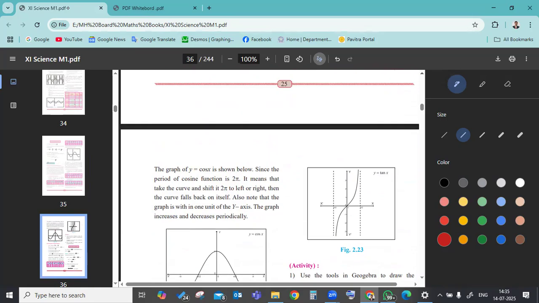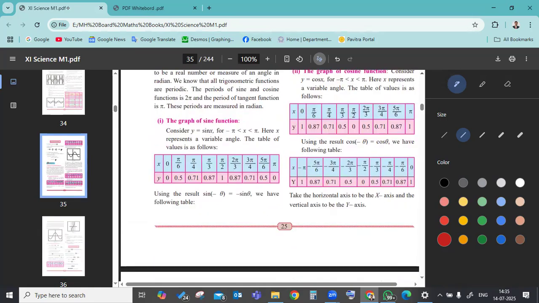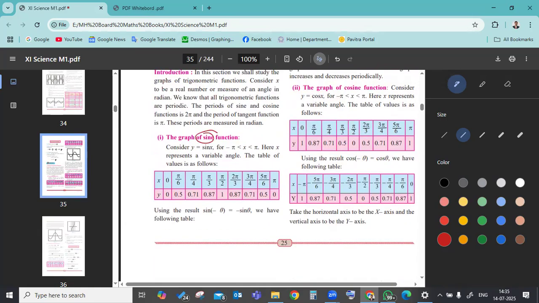Now see, you can see here the graphs are plotted. Graph of the sine function: x is 0, y is 0; x is π/6, y is 1/2; x is π/4, y is 1/√2, and 1/√2 is 0.71, that value converted into decimal. π/3, this value is √3/2, converted into decimal.